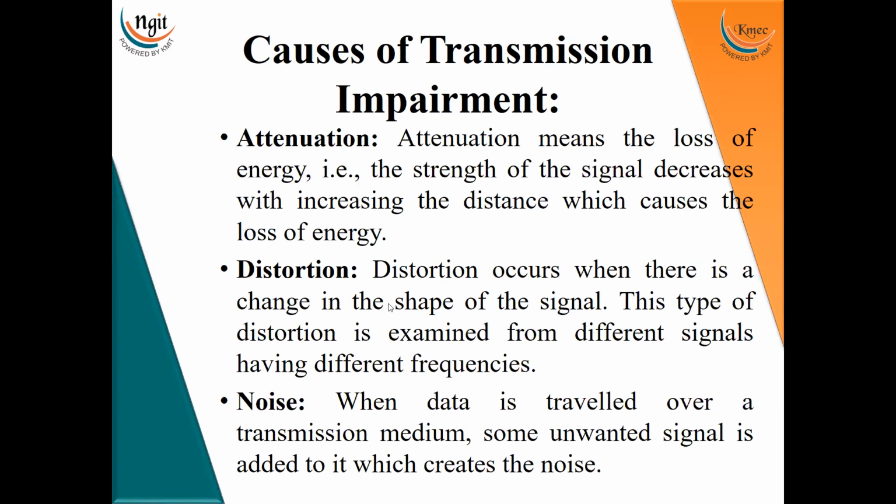Distortion occurs when the shape of the signal is not in a proper way. Distortion occurs when there is a change in the shape of the signal. This type of distortion is examined from different signals having different frequencies. Now, what is meant by noise? When data is transferred over a transmission media, some unwanted signal is added, which creates the noise. These are the three causes of transmission impairment.